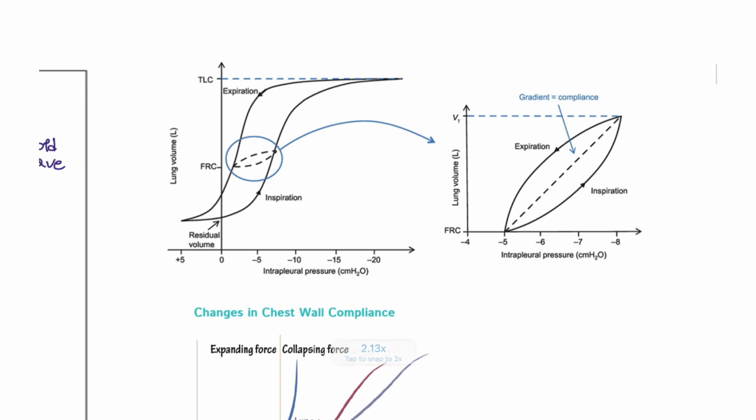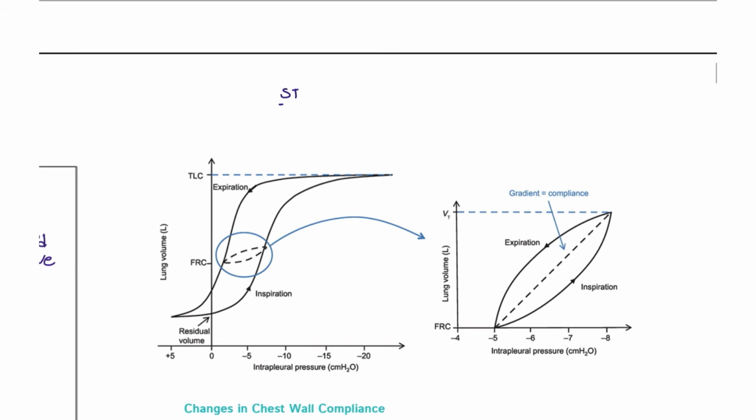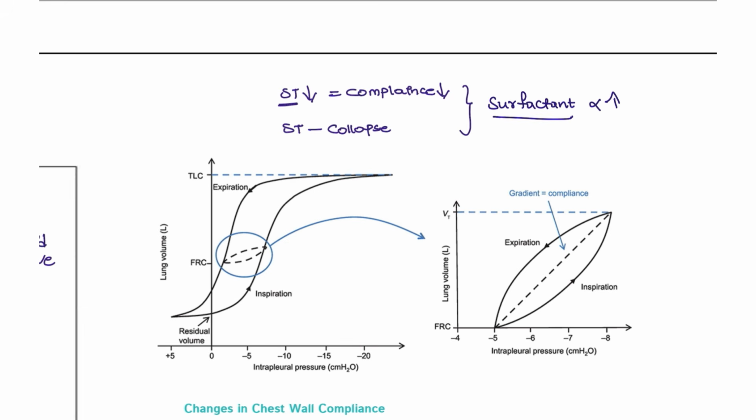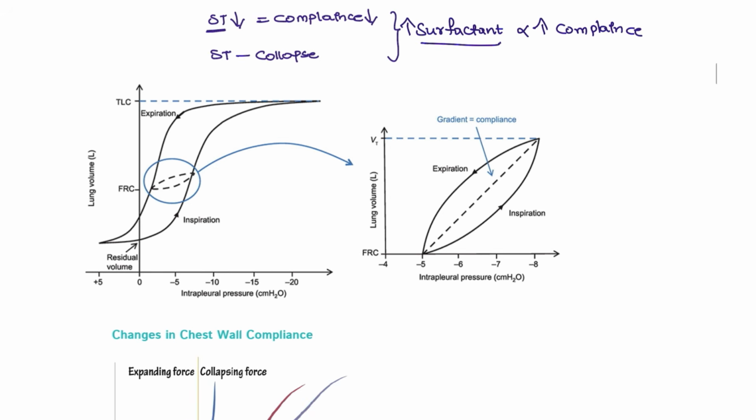Next, here you can see intrapleural pressure, how the differences have been created. So how is this important? For example, surface tension decreases the compliance, and surface tension can cause the collapse. But how can I prevent it? I can prevent it with surfactant. Surfactant is directly proportional to compliance: the more the surfactant, the more the compliance seen in these patients.